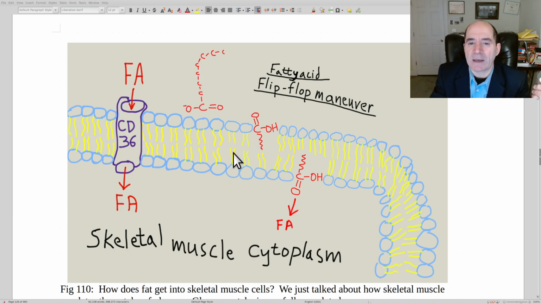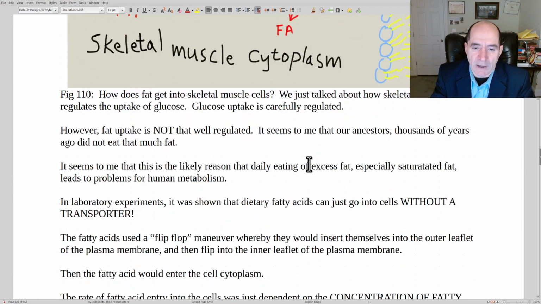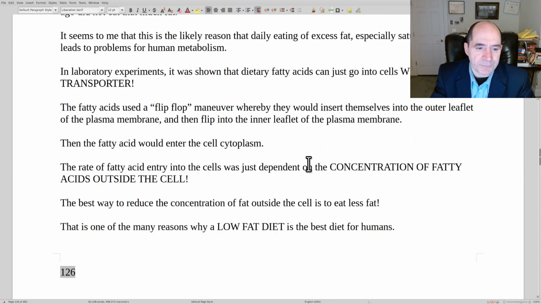And it appears that the mechanism by which the fat was getting into the cell was it'll become protonated here so that it's no longer charged, and it'll intercalate, insert itself into the outer leaflet of the plasma membrane, and then it's able to flip into the inner leaflet of the plasma membrane, and from there move into the cytoplasm. Okay, so this is actually called the flip-flop maneuver of fatty acid entry into skeletal muscle. And the drug inhibitors didn't make that significant a difference. The only thing that would change it is how much glucose was in the blood. This was research with live cells. Okay, so that's pretty interesting.